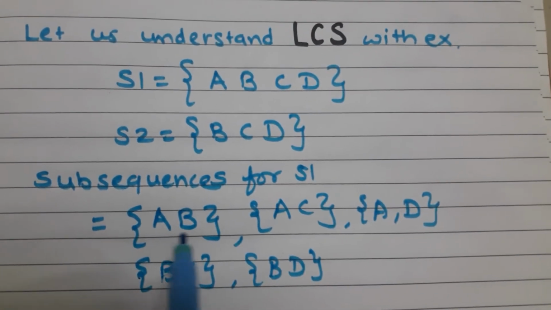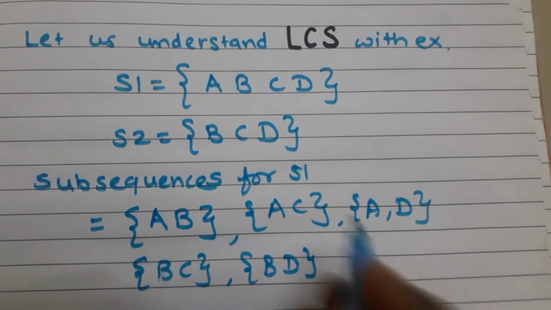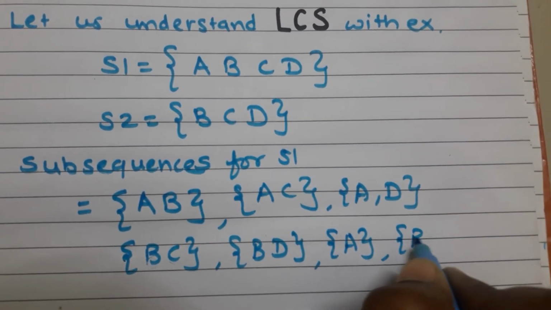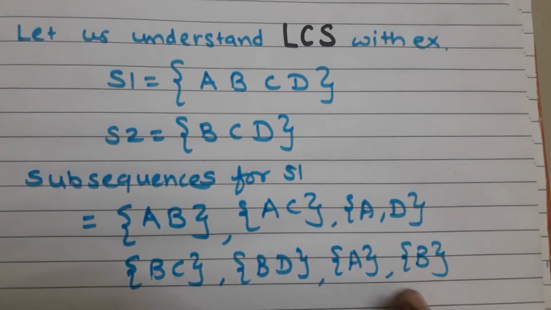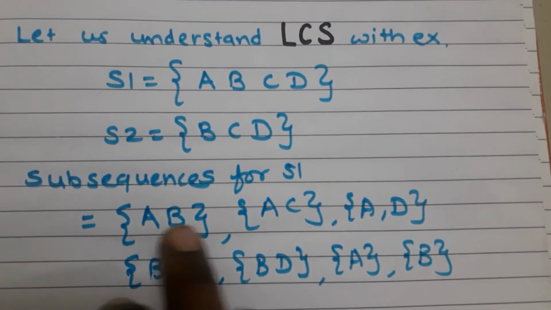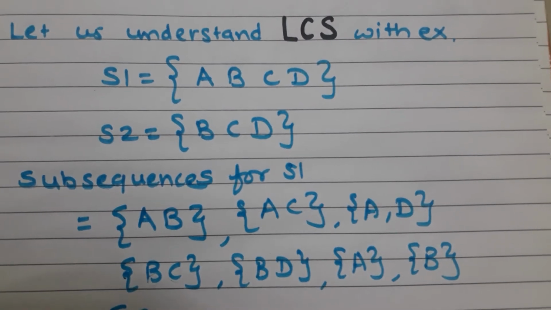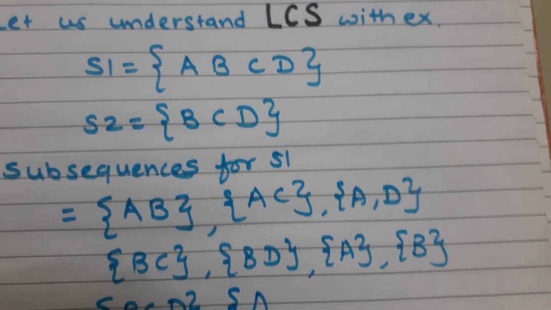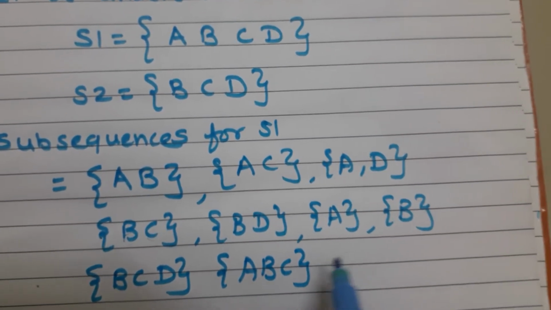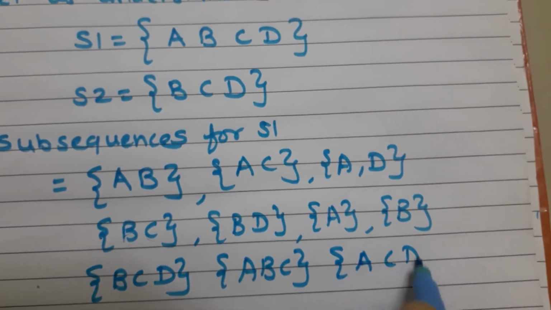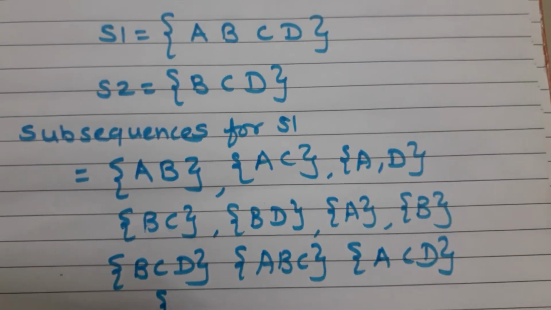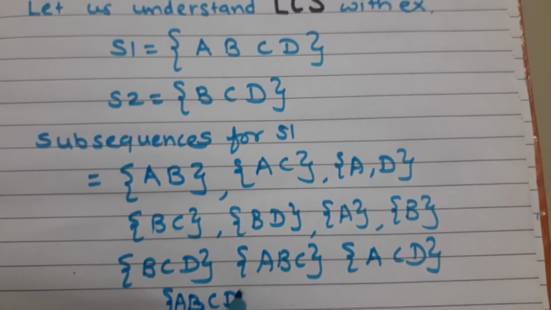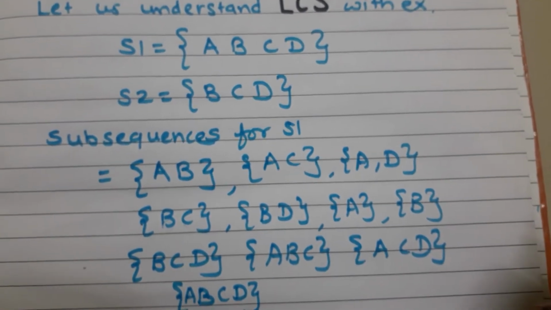Now when we find these subsequences, a subsequence can be a single character, or it can be more than one character like this. Here we can write BCD, or we can write ABC, or we can write ACD. All these are different subsequences. Our last subsequence can be ABCD.